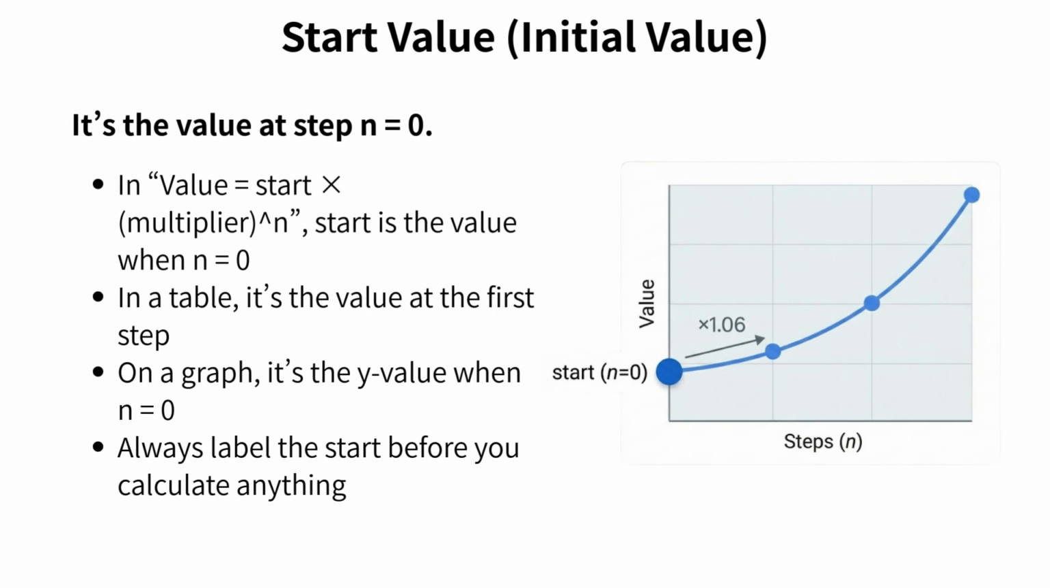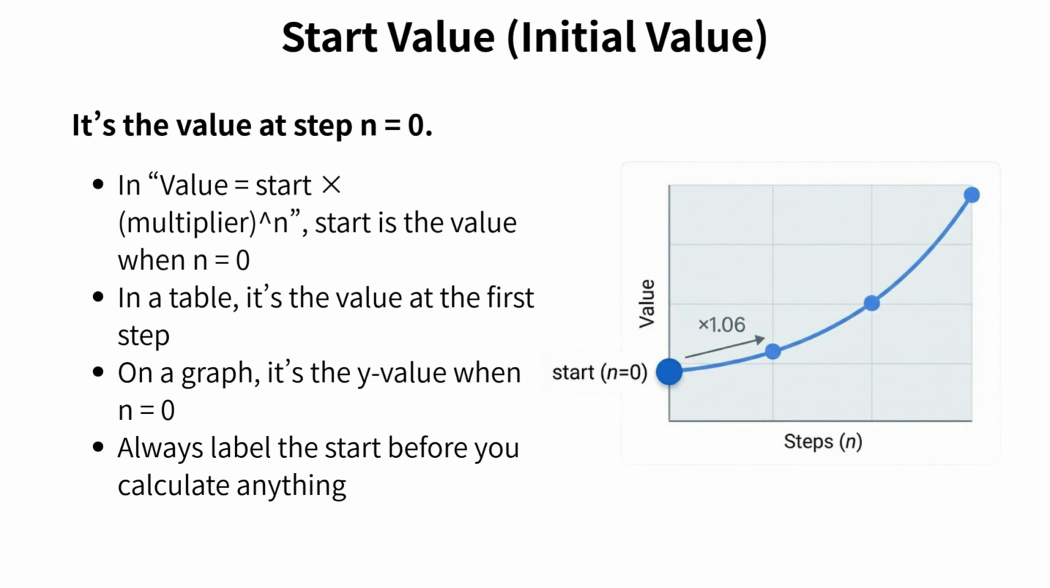Start value, also called the initial value, is where an exponential model begins. It's simply the value at step n equals 0, before any repeated percent change happens. In the model, value equals start times multiplier to the power n. The start is the number you get when you plug in n equals 0. That's why the start value is the anchor for everything you do next.